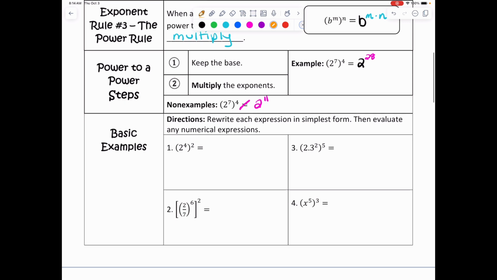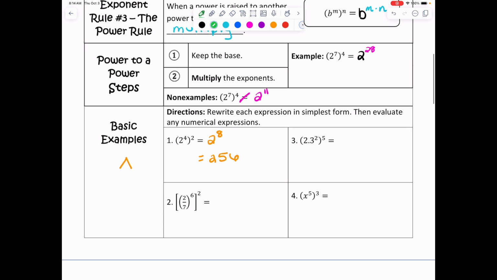So we are going to do some basic examples. Let's rewrite each expression in simplest form, then evaluate any numerical expressions. So in number 1, we'll keep our base of 2. This is power to a power because I see the 2 little exponents next to each other. So 4 times 2 would make it 2 to the 8th. Remember on your calculator to use that insert button, or whatever you'd like to call it, to get your exponents. We're going to type 2 to the 8th in the calculator and end up with 256.